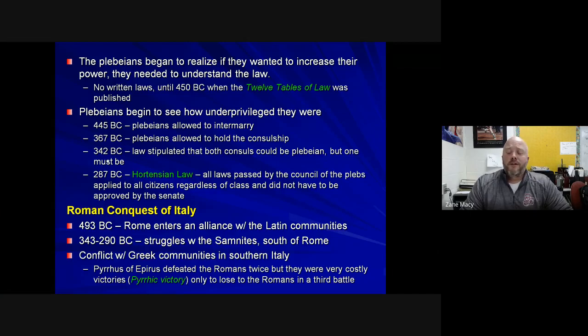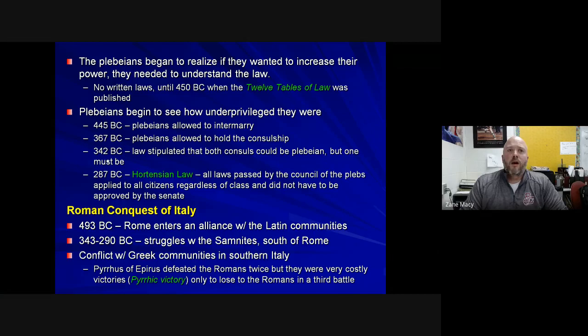So finally, in 450 BC, at the urging of members of the plebeian assembly, you end up having the construction of the 12 tables of law. This was a collection of all of the laws throughout the Roman Republic at this time. While it would be placed on large bronze tablets in the center of the city of Rome, copies would be made and distributed to other, maybe not necessarily every small community, but any other larger urban settlements would have a copy of the 12 tables of law.